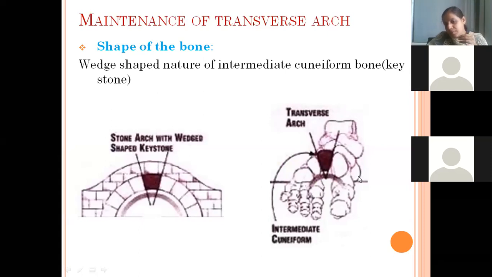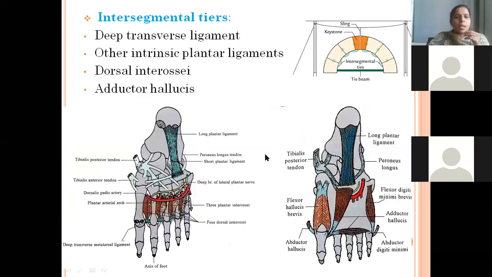At the heads of the metatarsals and also at the base, we have two arches: the anterior transverse arch and the posterior transverse arch, the ones which we studied in our previous labs. This wedge-shaped nature of the intermediate cuneiform bone is the keystone for the formation of these transverse arches.